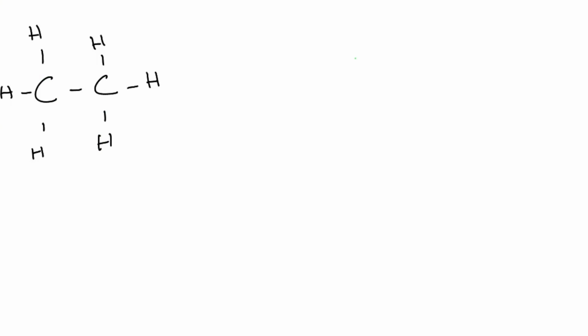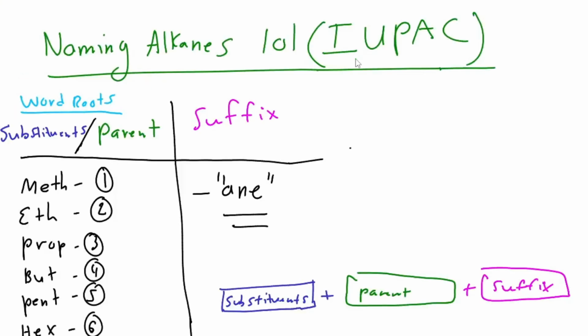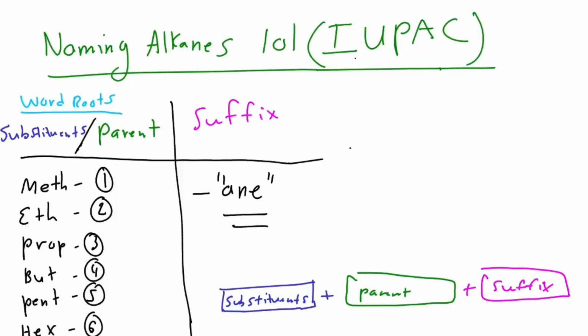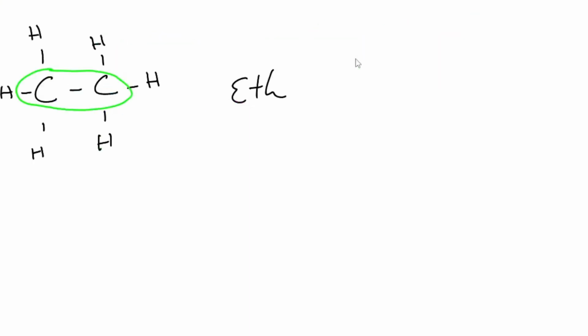The longest chain, which is my parent chain, has two carbons. So let's look at our word roots. Meth is one, two is eth. Okay, so my word root should be eth. Found my parent. And what's my suffix for an alkane? It's ane. So it's ethane. And that's how you can name this one.